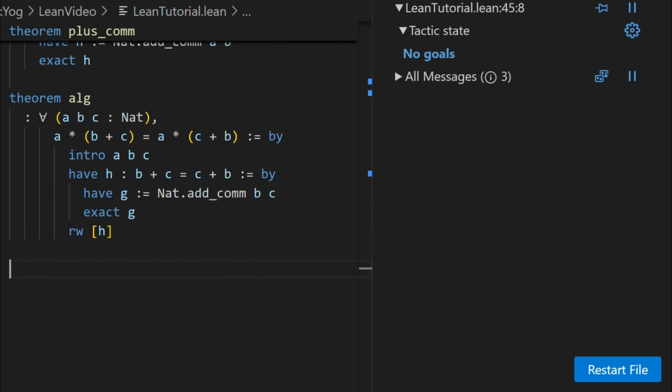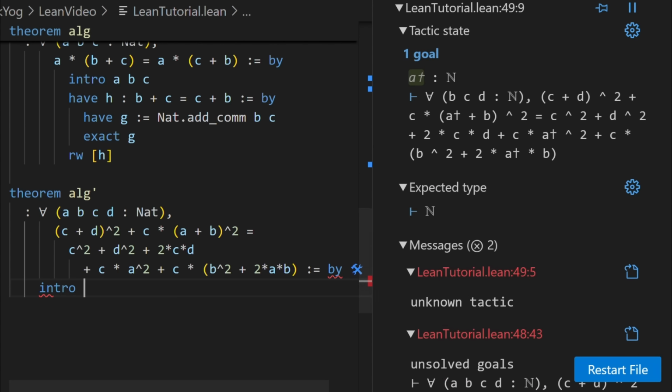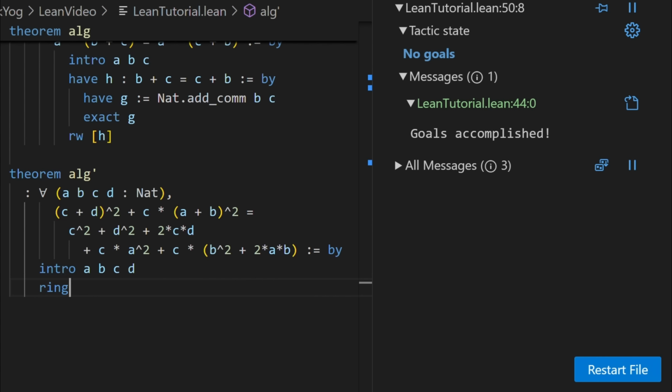Great, let's now solve this monster. No? Okay, that's why we have the ring tactic. Simply intro the variables and write ring. It'll solve most algebraic equations automatically.